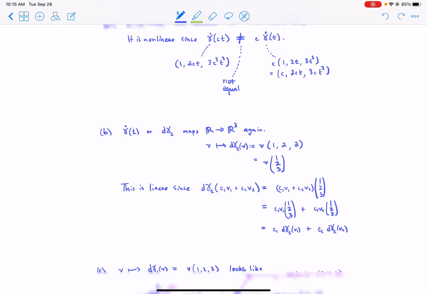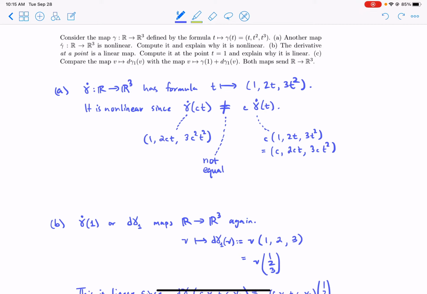So good, I computed it, right? It asked me to compute it at the point t equals 1. Well, here was the gamma dot, and I just plugged in t equals 1, and that's how I got this vector 1, 2, 3. Now the derivative sends an input to a multiple of that vector. Okay.